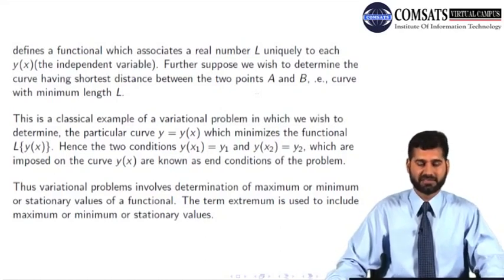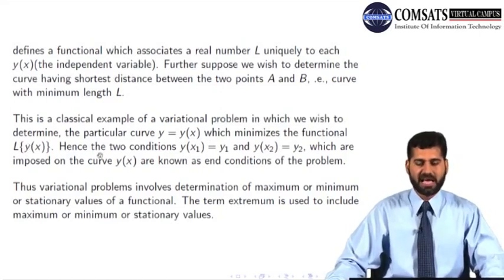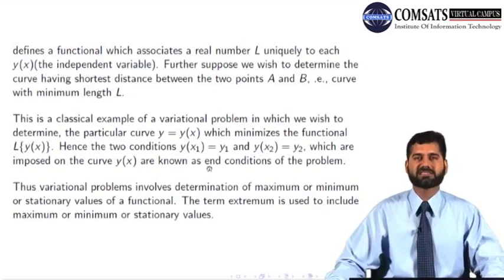L, the length. This is the classical example of a variational problem in which we wish to determine the particular curve y is equal to y of x, which minimizes the functional L of y of x. So this is a very classical variational problem, a calculus of variation problem. Hence the two conditions that y at x1 should be y1 and y at x2 should be y2, which are imposed on the curve, are known as end conditions of the problem.